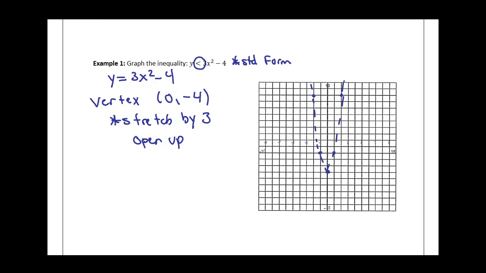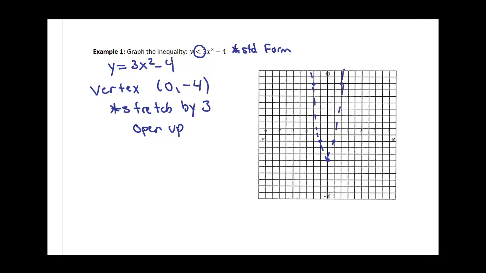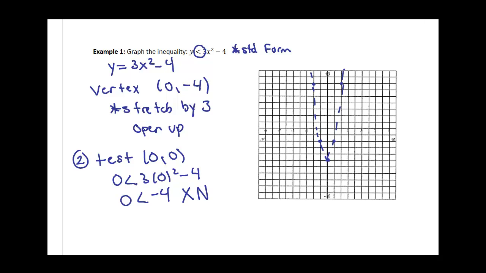Okay, so our next step in graphing our inequality is to use our test point. Since 0, 0 isn't part of the graph, we can test it. Plugging it back into our original, we get that 0 is less than 3 times 0 squared minus 4. Solving, we find 0 is less than negative 4, which is not true. That is not possible. So since our test point was here inside of our parabola, that means we need to shade the opposite. So we're shading outside, or below, the parabola.